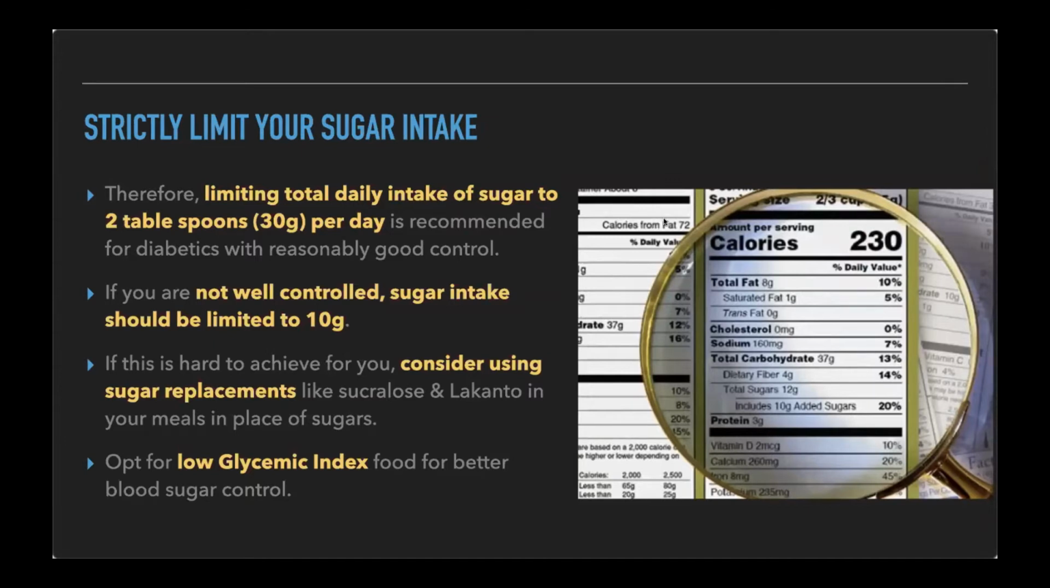Therefore, limiting total daily intake of sugar to 2 tablespoons per day is recommended for diabetics with reasonably good control. Do take note that this 30-gram allowance includes sugar hidden in food products. If you are not well controlled though, sugar intake should be limited to 10 grams per day. If you find this hard to achieve, consider using sugar replacements like sucralose and lactose in your meals in place of sugars. Opt for lower glycemic index food for better sugar control.